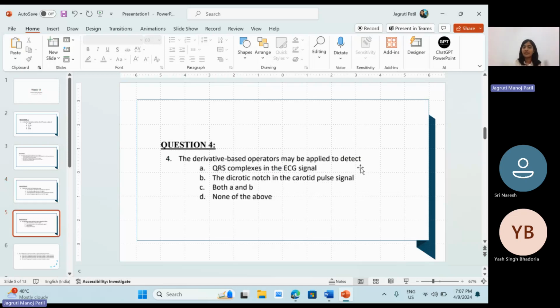Okay, next, the derivative based operators may be applied to detect. When you have a slope, you can detect it through derivative based operators. C, both A and B. Yes.